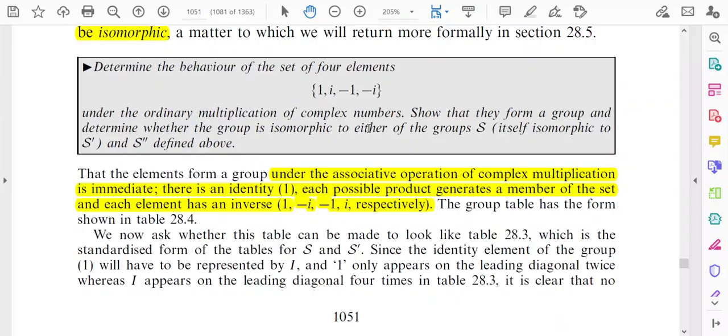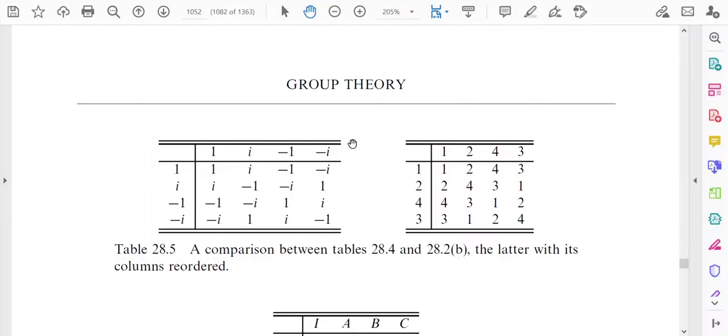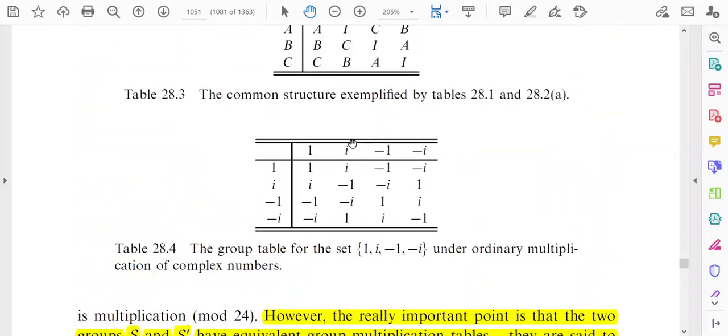Now what we have to do is form the multiplication table for this particular group. So the multiplication table has been given here. This is the multiplication table. We have written the set of elements 1, i, minus 1 and minus i. This is the header, and this is the left side column 1, i, minus 1 and minus i, and here we have just written the result of the multiplication between different elements. So this is the multiplication table.